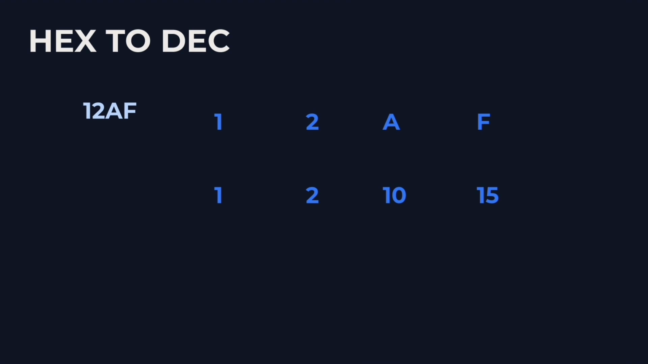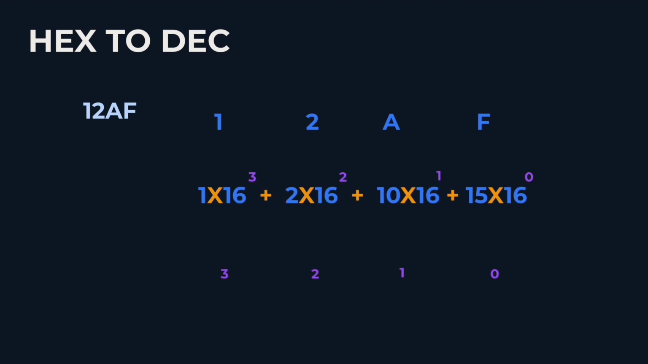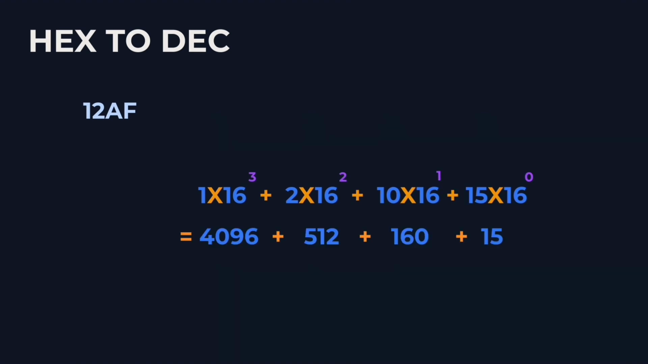Next, multiply each digit by a power of 16 based on its position. That is 1 into 16 to the power 3, 2 into 16 to the power 2, 10 into 16 to the power 1, 15 into 16 to the power 0. Now add all these values together. The result we get is 4783 in decimal. So 12AF in hexadecimal is equal to 4783 in decimal.